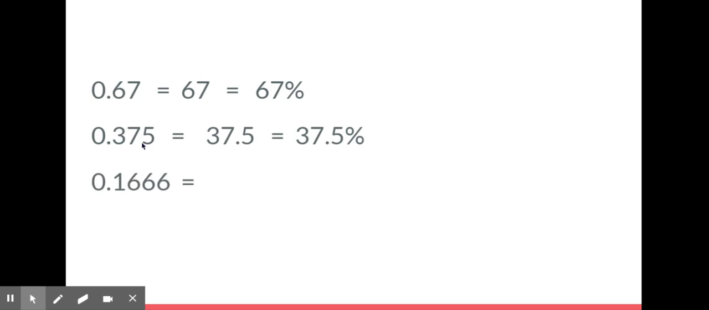Now sometimes you're going to get longer ones like this. Again, take it times 100 or move the decimal over 2 places, 1, 2, and you would get 16.66. So the percent then would be 16.66%.